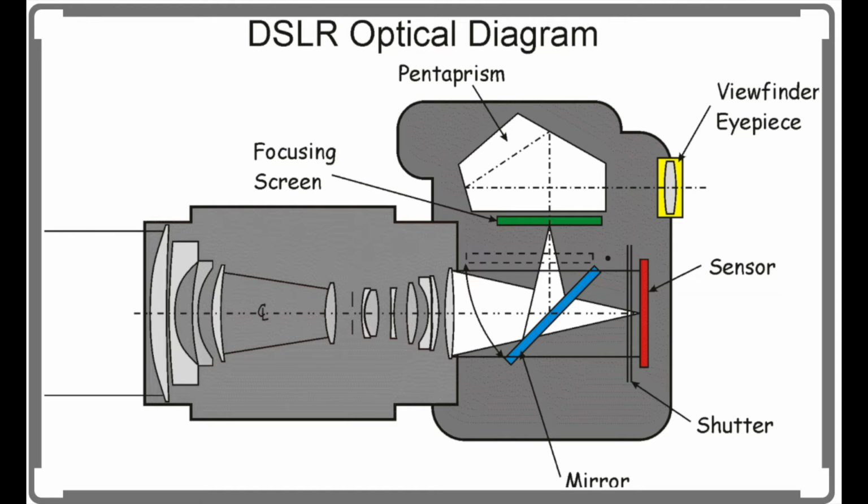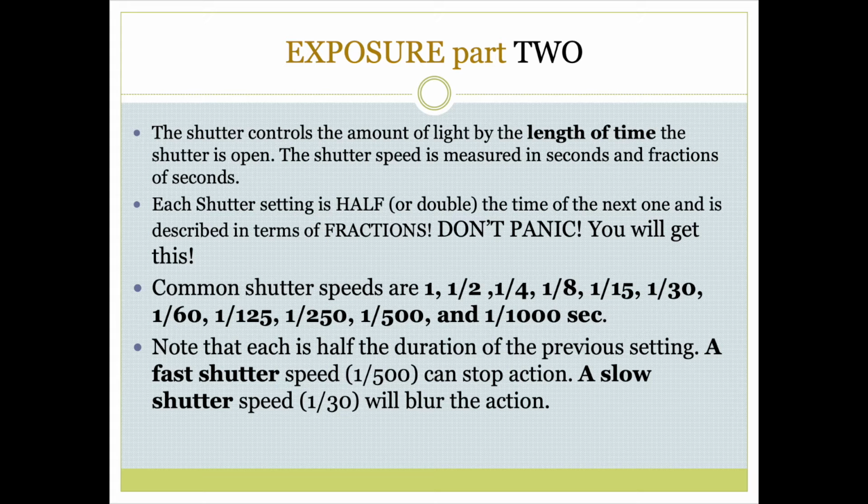One reason why the shutter is so loud when it opens and closes during an exposure is that there's an actual mirror inside the camera body that has to flip up, and that is kind of loud. So the shutter speed is measured in seconds and fractions of seconds. Each shutter setting is half or double the time of the next one and is described in terms of fractions. But don't panic, you'll get this, okay?